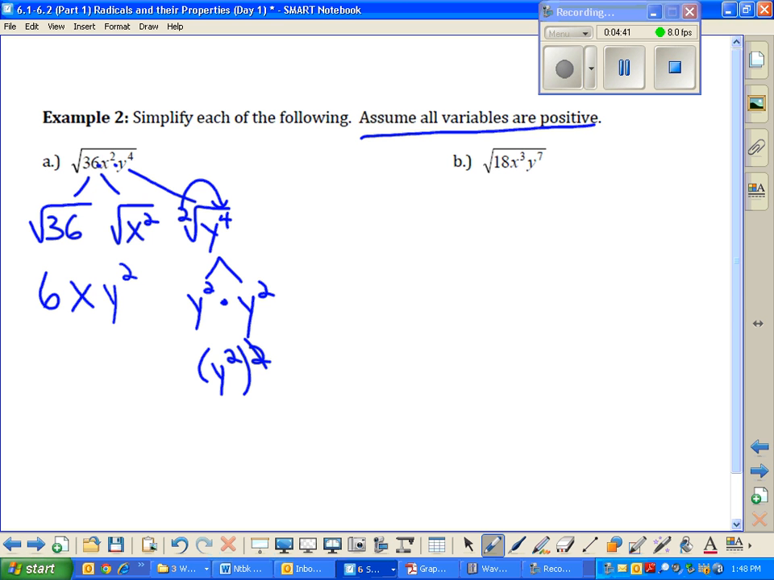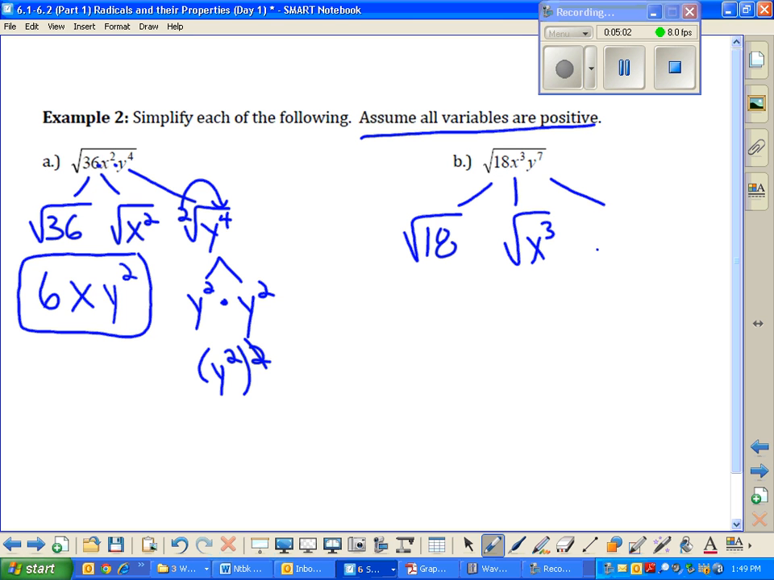Okay. So first problem, done. But perhaps you might notice that they're not all nice, like in part B. So you go along, and you're like, oh, look, that's the product property. So I'm going to simplify the square root of 18, the square root of x to the third, and the square root of y to the seventh. Square root of 18.